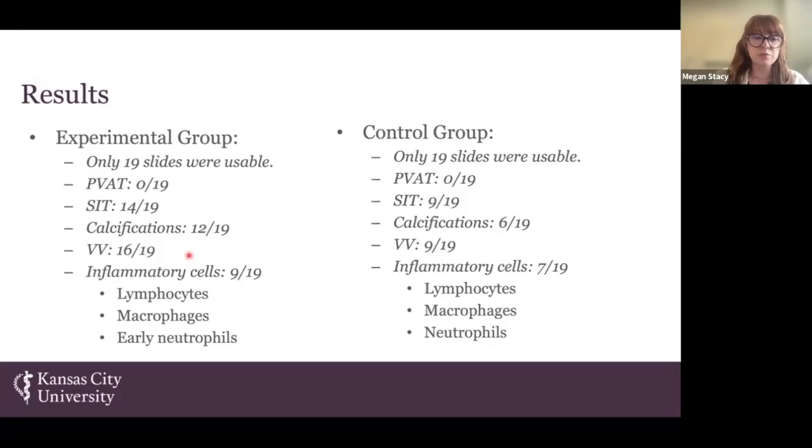Then we got to presence of vasovassorum. In 16 of the 19 samples from the experimental group, we found significant vasovassorum growth pretty distally, as well as a fair amount in the control group, which is interesting. And then presence of inflammatory cells. We had a fair amount in both groups, and we saw a wide variety of lymphocytes, macrophages, and neutrophils among both groups.